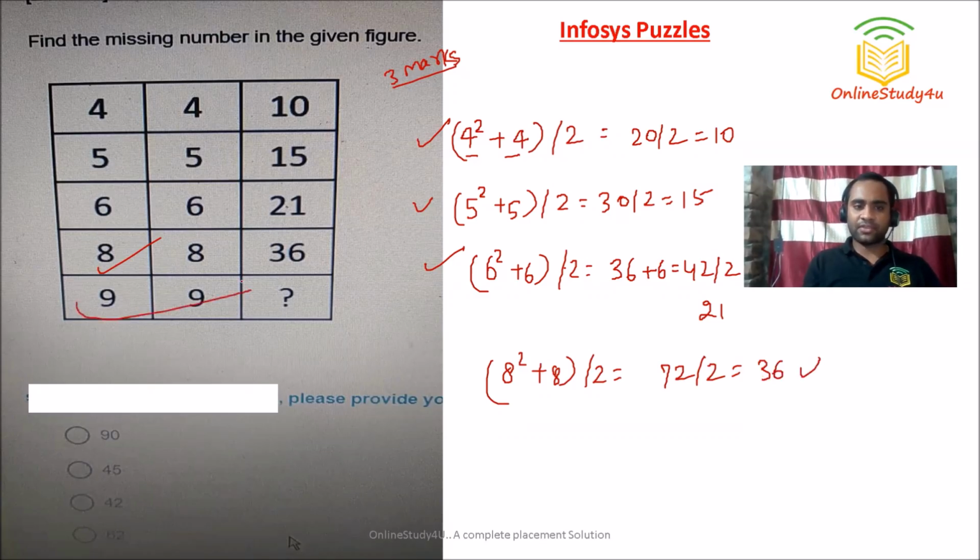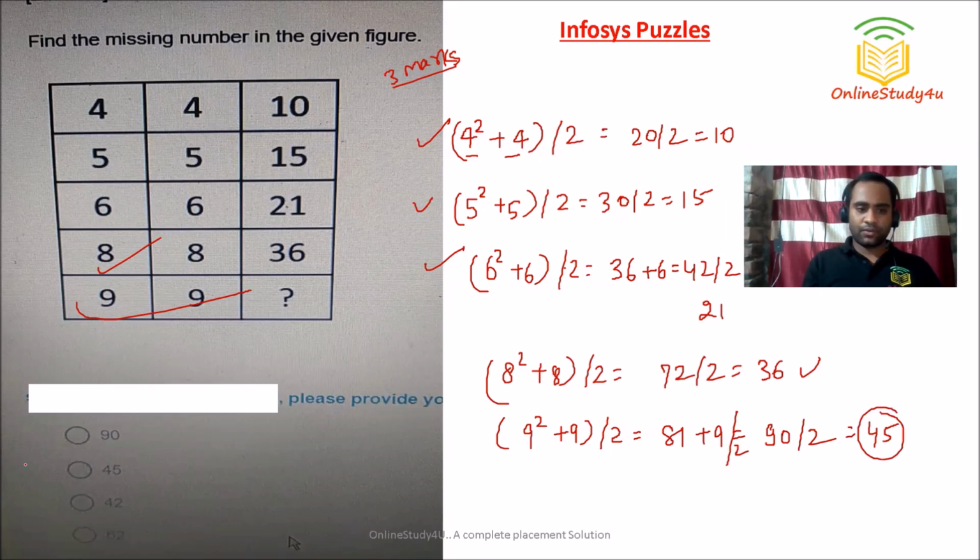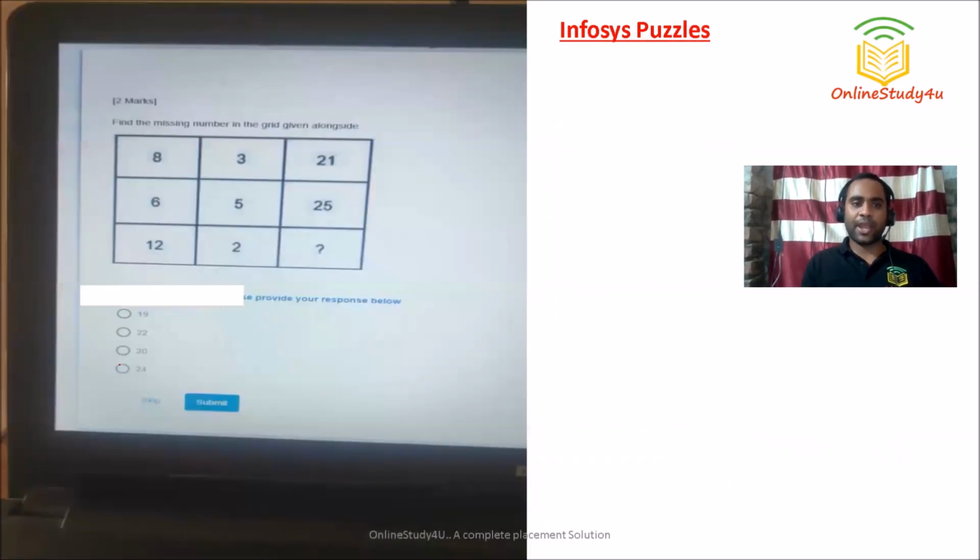Then last one. So 9 square plus 9 divided by 2. So 81 plus 9 will be 90 by 2, right? So 90 by 2 will be 45. So this option will be the correct answer, right? So 45 will be the correct answer. Okay. Then again, there is a question for 2 marks.